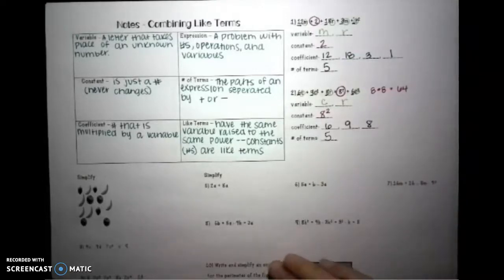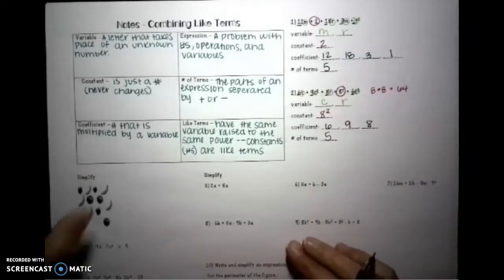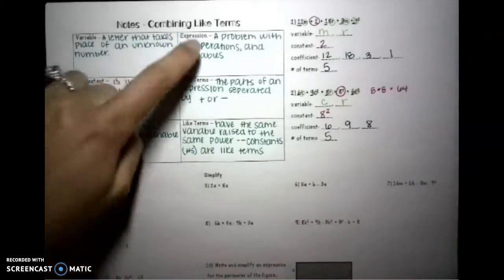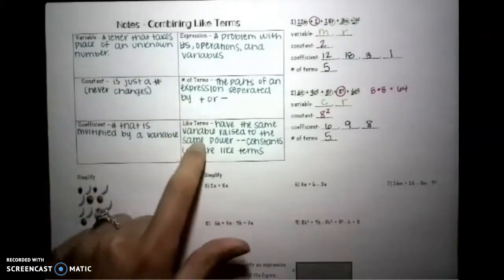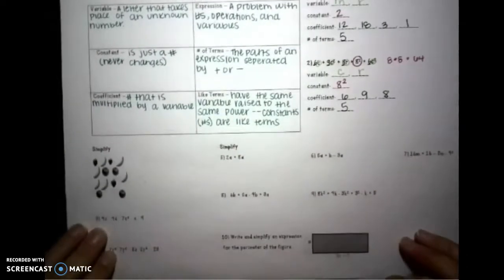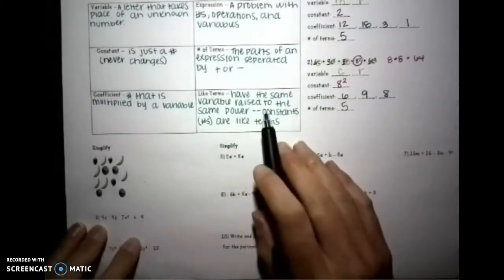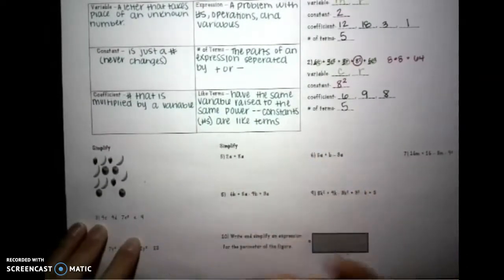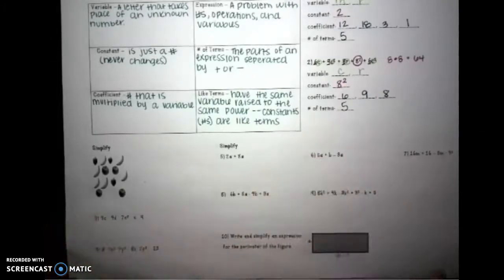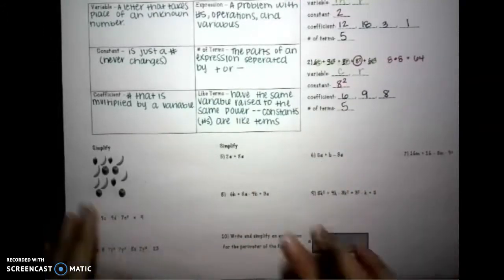All right, so now let's talk about a couple other terms. So we've talked about a variable, constant, coefficient, an expression, and a number of terms. Now let's talk about like terms. So like terms have the same variable, also raised to the same power. They have to be the exact same. Constant numbers, those are always the same.